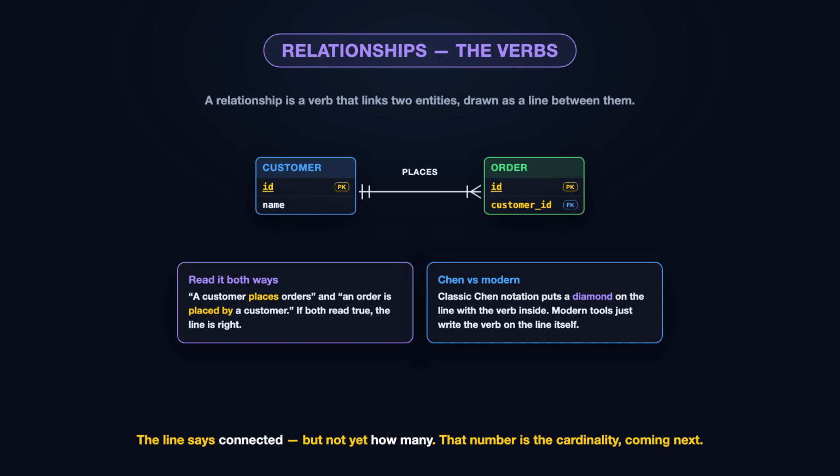Good, that holds. In the classic chain notation, the relationship is drawn as a little diamond sitting on the line with the verb written inside it. Modern tools, and this video, just write the verb along the line itself and leave the diamond in the textbooks. Either way, the line says these two things are connected. What the plain line does not yet tell you is how many, is a customer connected to one order, or to 1,000. That number is called the cardinality, and it is the single most important piece of information on the whole diagram. It's carried by the little symbols drawn on the ends of the line. That's what we cover next, and it's exactly where crow's foot notation earns its name.